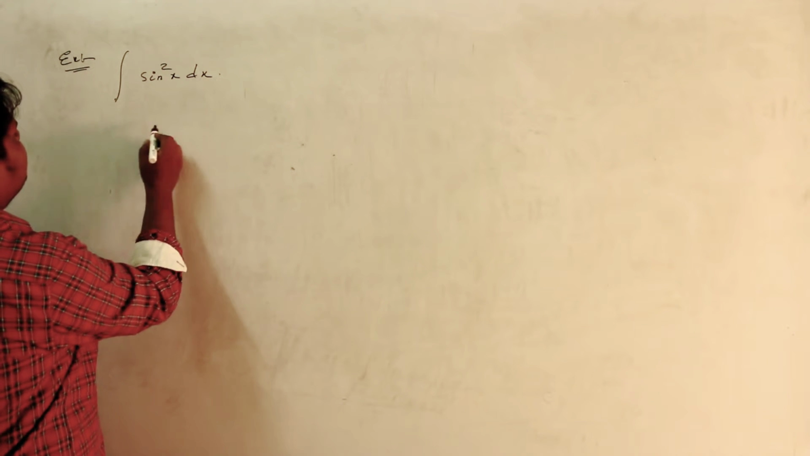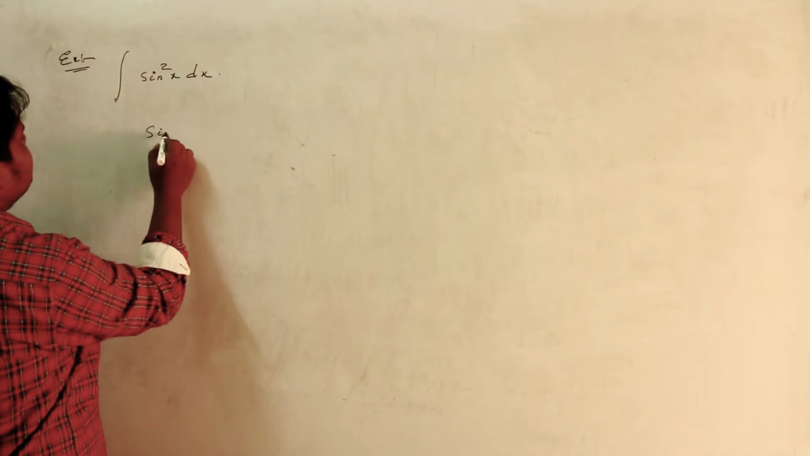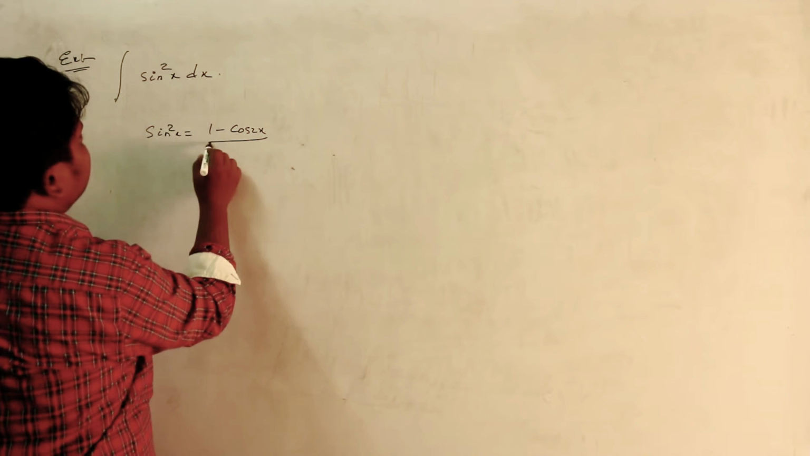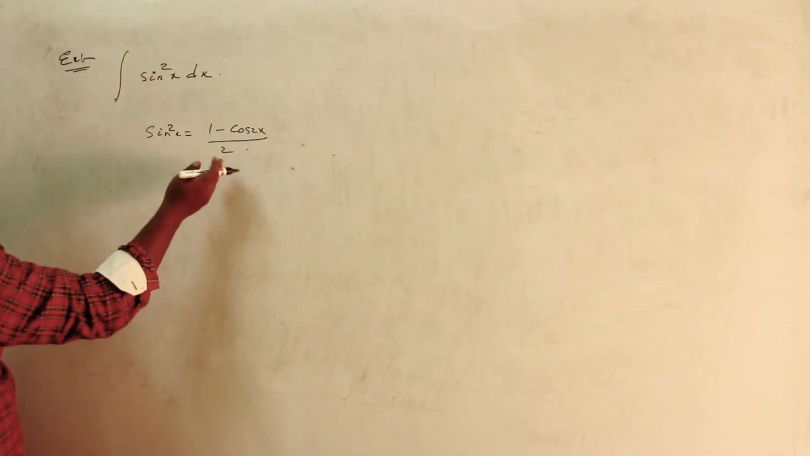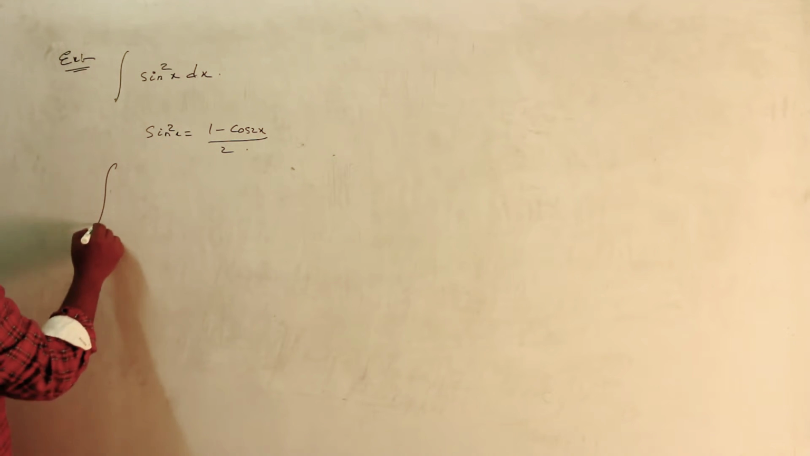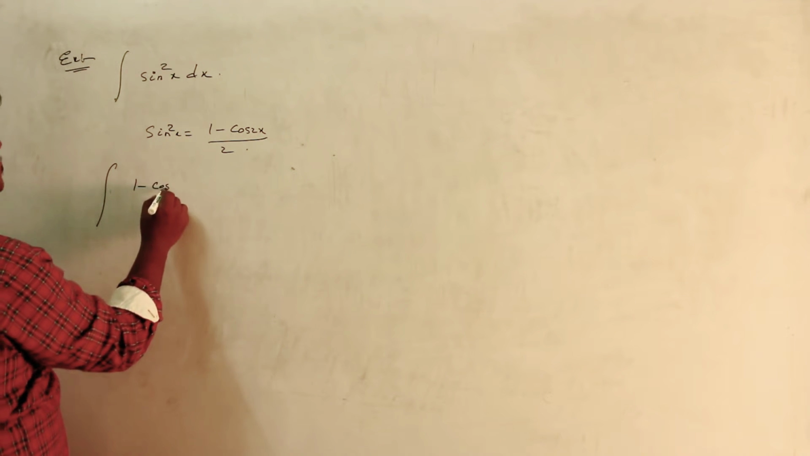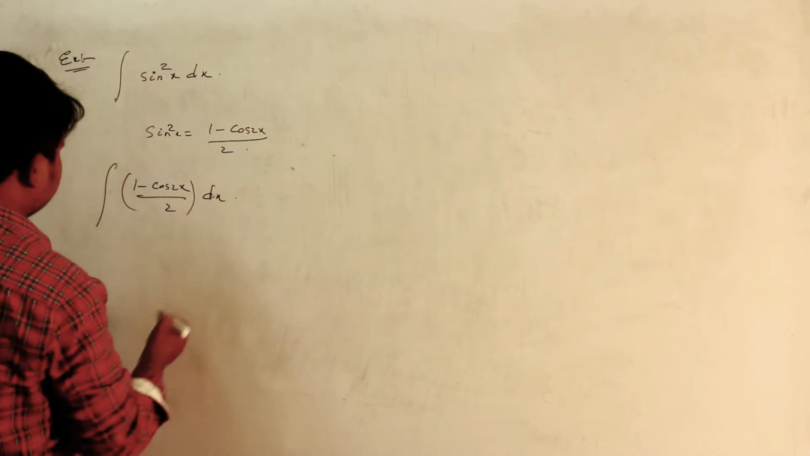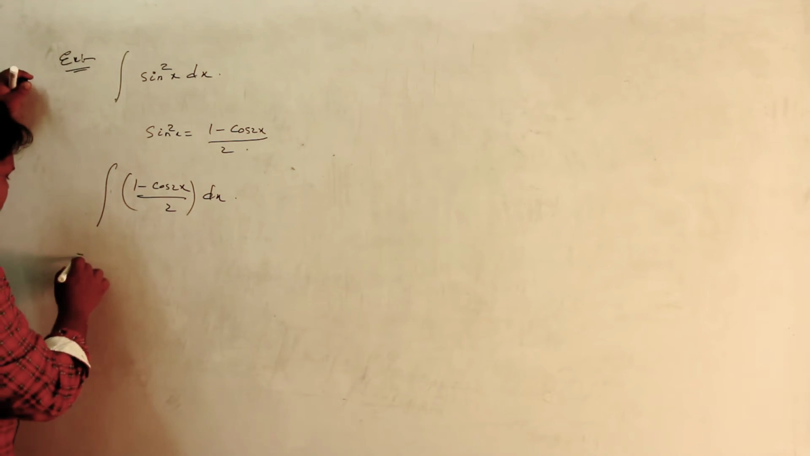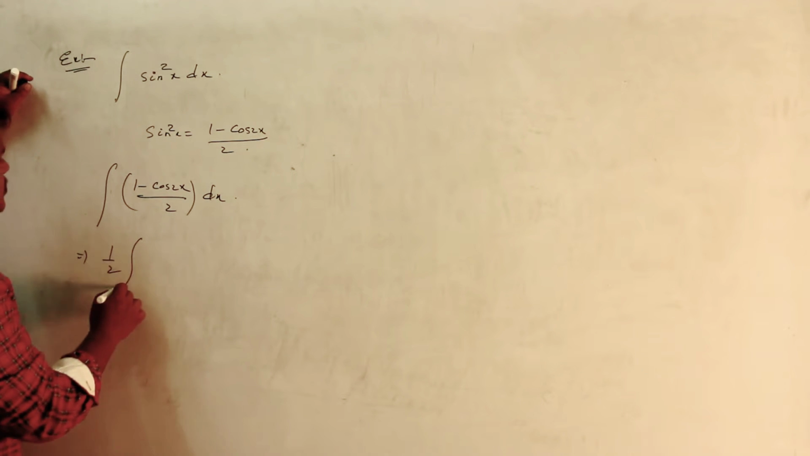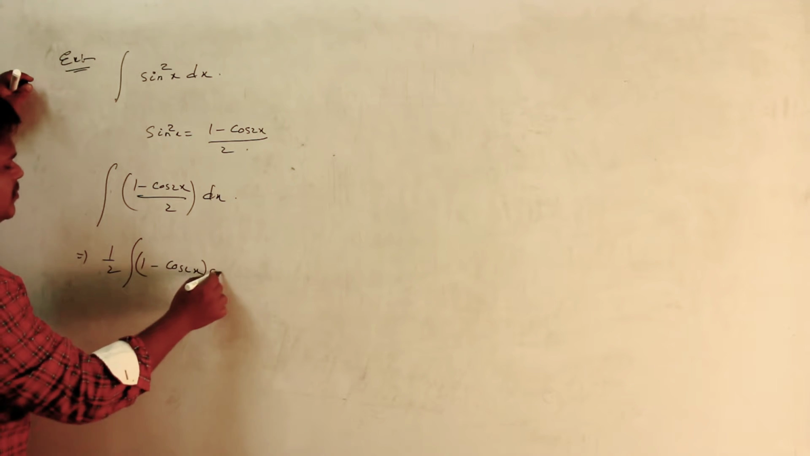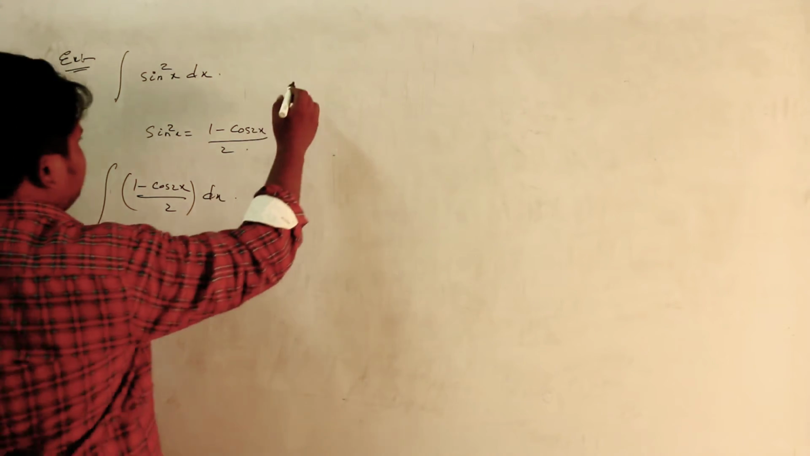According to trigonometric relations, we know that sine square x is equal to 1 minus cos 2x divided by 2. Therefore, same result we write here. So 1 minus cos 2x by 2 into dx. So 1 by 2 can be taken out of this integration. So 1 minus cos 2x dx.